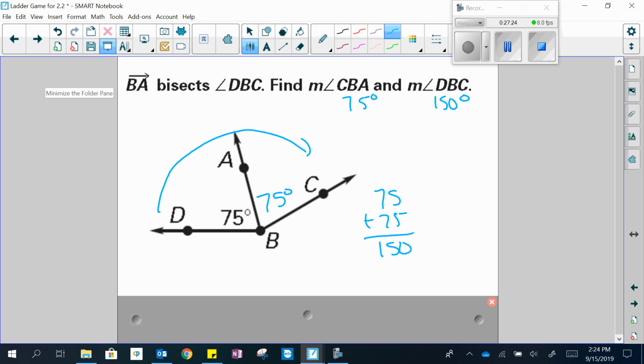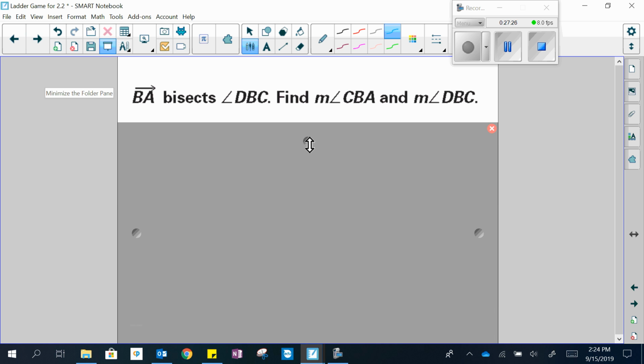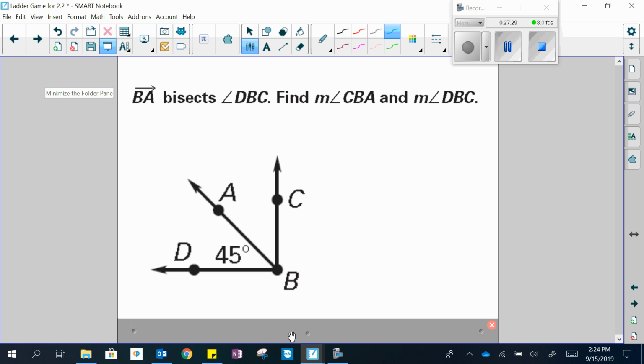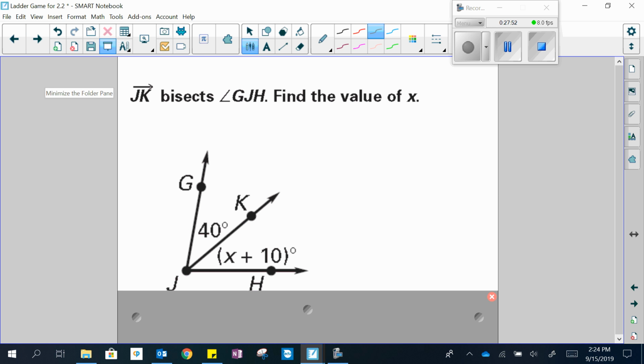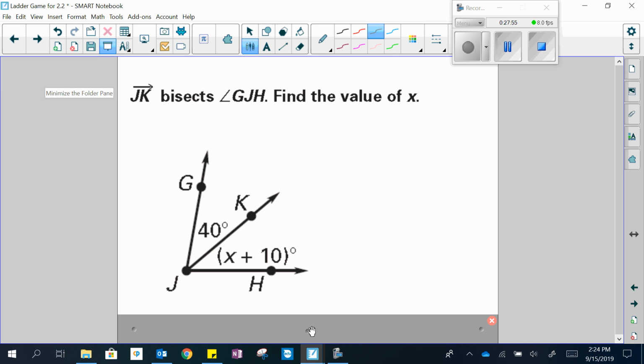All right, moving on. Let me show you the diagram. All right, CBA is 45 degrees, and DBC is 90. There's our right angle. All right, here comes the picture. All right, we're adding in some algebra here, so we have to see if we understand the concept. Pause it. Let's all try to see if we can solve for x.